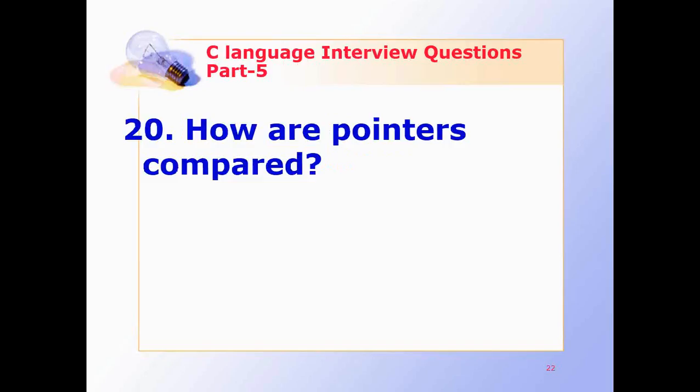How are pointers compared? Pointers may be compared by using relational operators such as equal to, less than, and greater than. If P1 and P2 point to variables that are related to each other, such as elements of the same array, then P1 and P2 can be meaningfully compared.